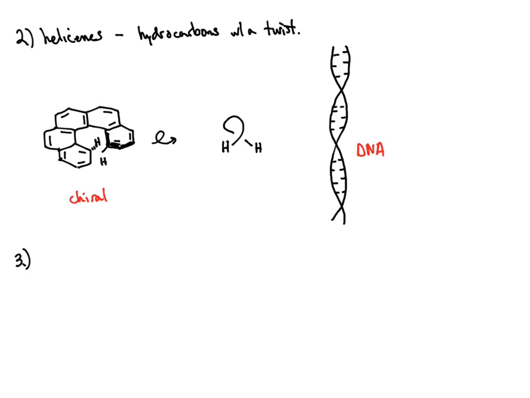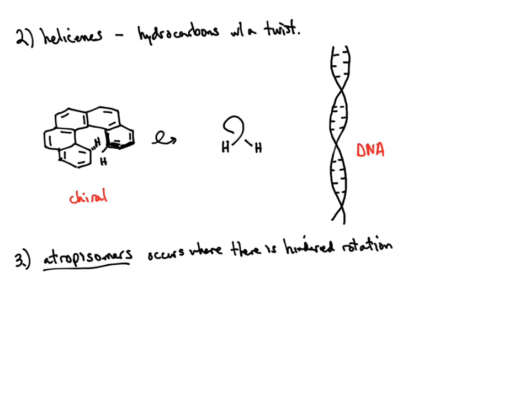And finally, the last kind of molecule that does not contain any stereocenters, but is overall chiral, are the atropisomers. So atropisomerism occurs when there's hindered rotation about a sigma bond. And this is another type of axial chirality.